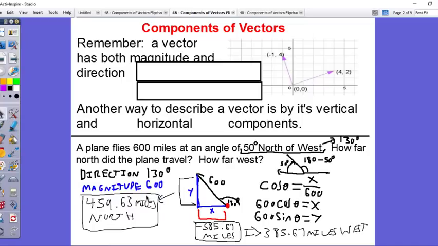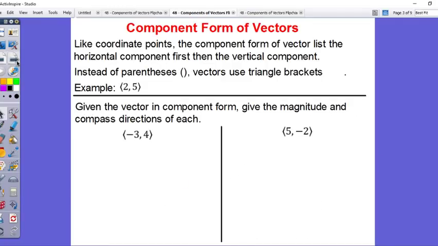Okay, so notice we've used trigonometry to find the horizontal and vertical components of our vector. And like coordinate points, the component form of a vector is listed with the horizontal component first, then the vertical component. Instead of parentheses, vectors use triangle brackets. So given the vector in component form, give the magnitude and compass direction of each.